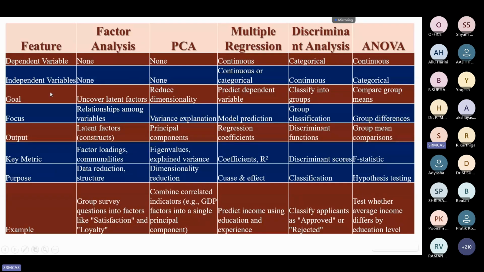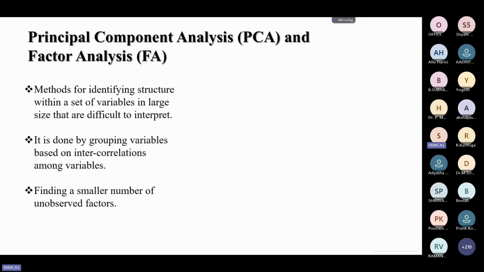Mostly factor analysis and PCA will not have any dependent and independent variables. All are treated as the same kind of variables. Okay. So in multiple regression, the dependent variables may be continuous. The type of dependent variable will differ based on the context. I don't want to go into this table. So let me explain what principal component analysis and factor analysis are.